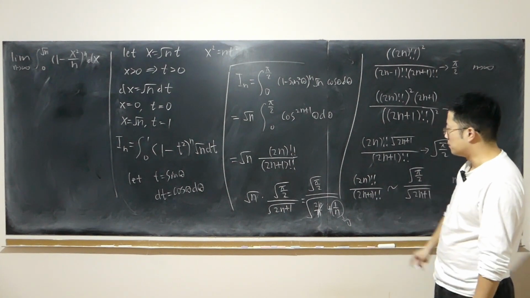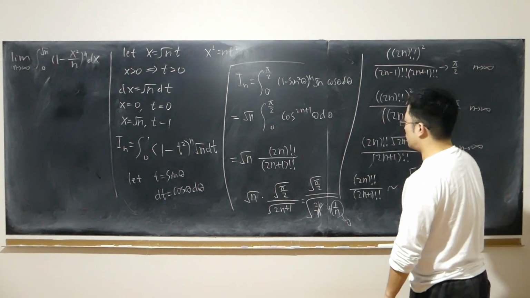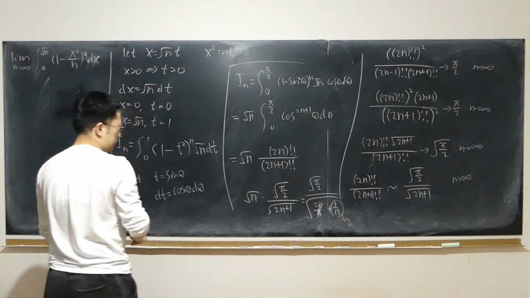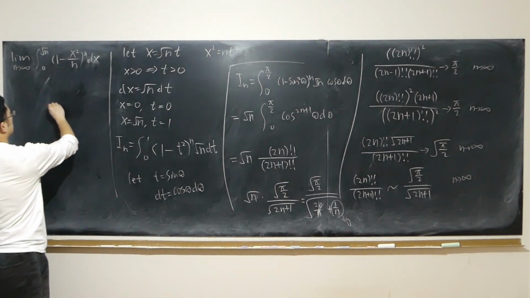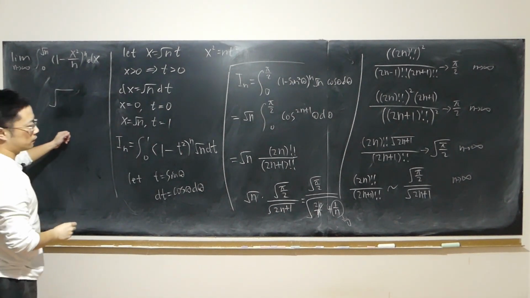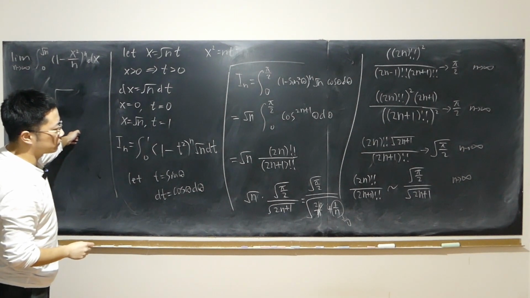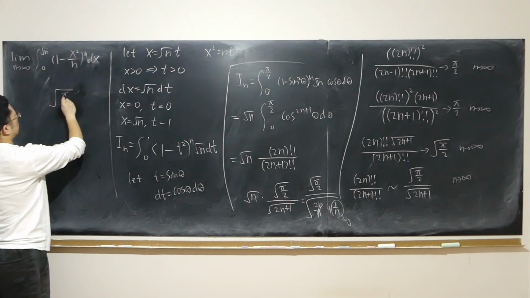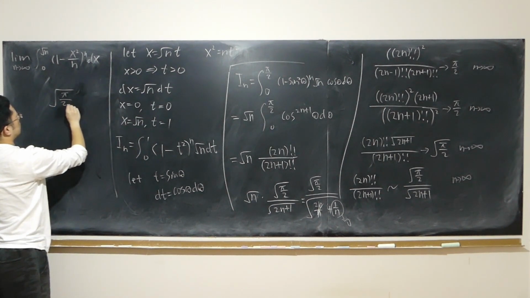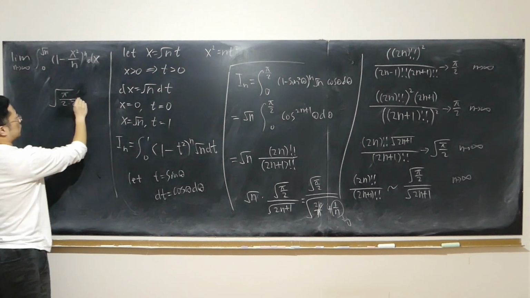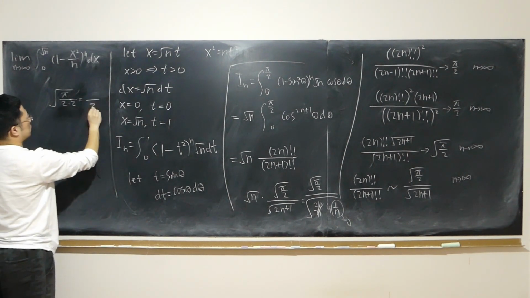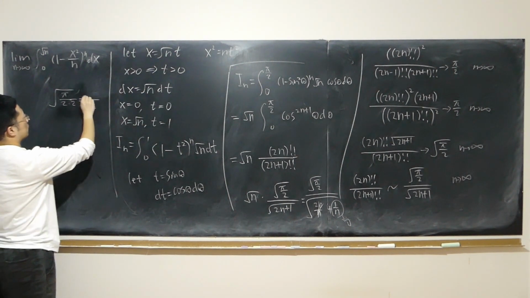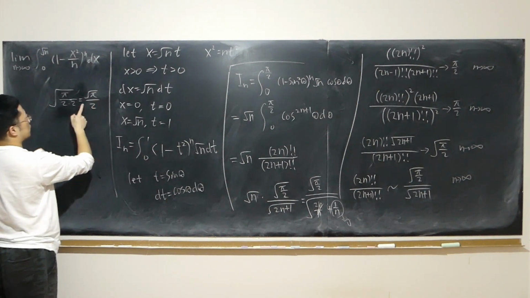All right, so the whole thing will approach square root of pi over 2 over square root of 2 at the bottom. Like I said, square root of 2 at the bottom, so this time the answer is square root of pi over 2 times square root of 2, which is square root of pi, as n approaches infinity.